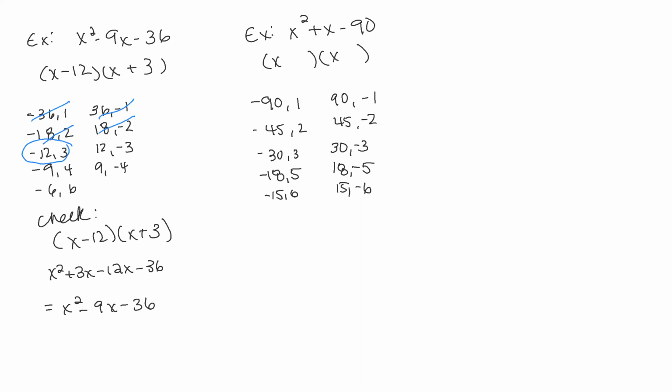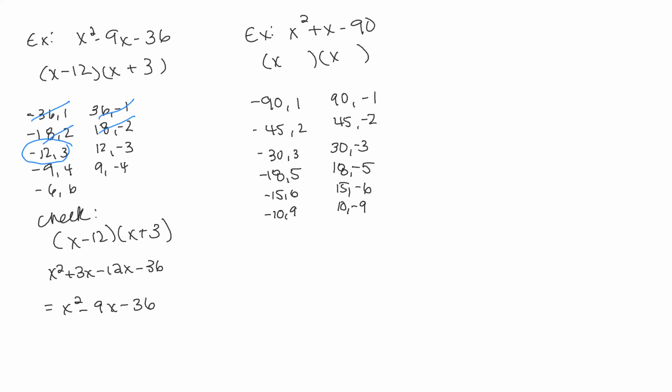Is 90 divisible by 7? No. Is 90 divisible by 8? No. Is 90 divisible by 9? Hopefully this one's easy. Yes, we get negative 10 and 9, or 10 and negative 9. So now the question is, all of these factors multiply to give us negative 90. Which pair adds to be positive 1?